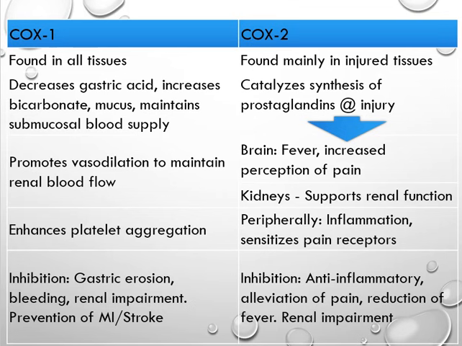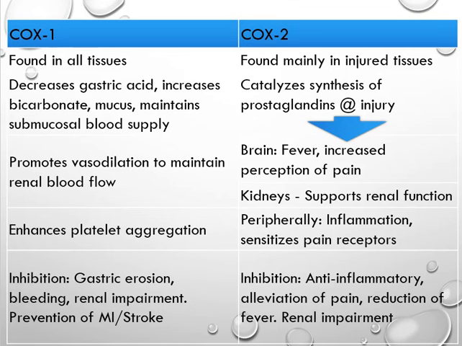So this is necessary for us to stop bleeding, and so it helps to inhibit peptic ulcer disease, gastric erosion, bleeding, no platelet aggregation. No, that's not right. It does make platelet aggregation because that's how you prevent bleeding. And then renal impairment, it's not inhibiting that. So it helps with prevention of MI and stroke because of these things happening.